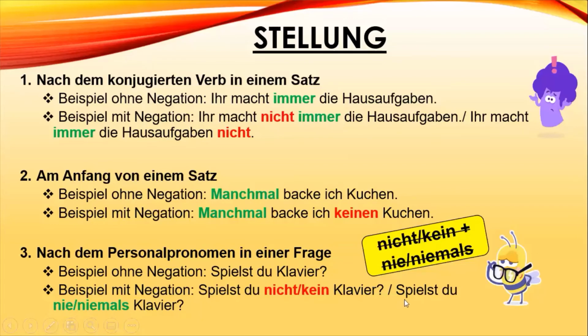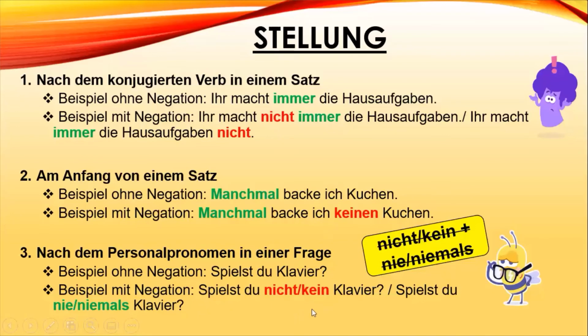The second possible form of negation is spielst du nie Klavier? Or spielst du niemals Klavier? Nie and niemals are synonyms, so they mean the same, which is never. So the question is, do you never play the piano?